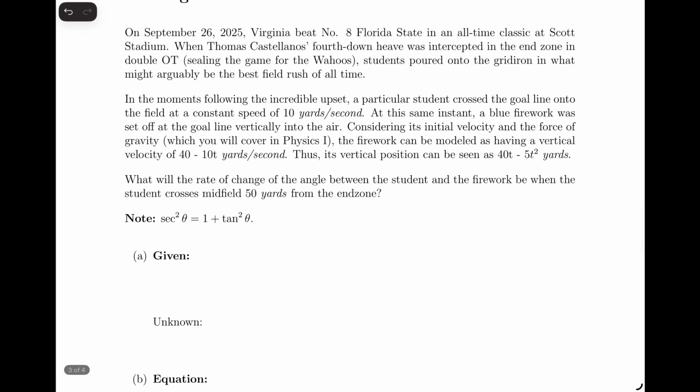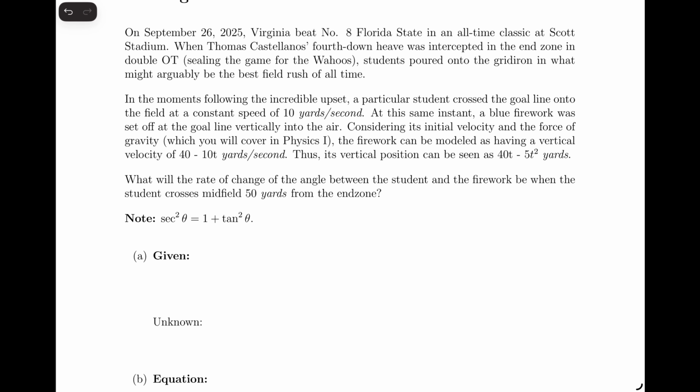So a little bit of intro there, but now we have that in the moments immediately after this upset, a student crossed the goal line onto the field at a constant speed of 10 yards per second. At the exact same instant, a blue firework was set off at the goal line, vertically into the air. Considering its initial velocity and the force of gravity, which you will look at in Physics 1, probably this spring, the firework can be modeled as having a vertical velocity of 40 minus 10t yards per second. And because of that, its vertical position would be 40t minus 5t squared, which is just the antiderivative of the velocity function, but I gave it to you just to clear up any confusion.